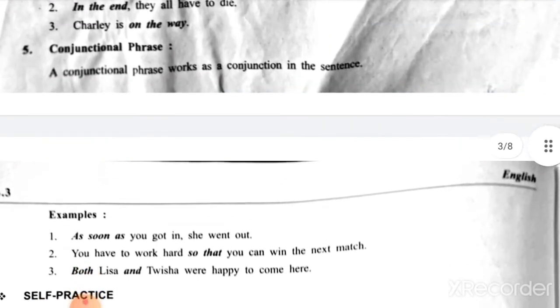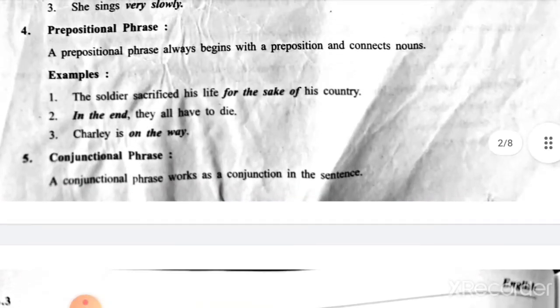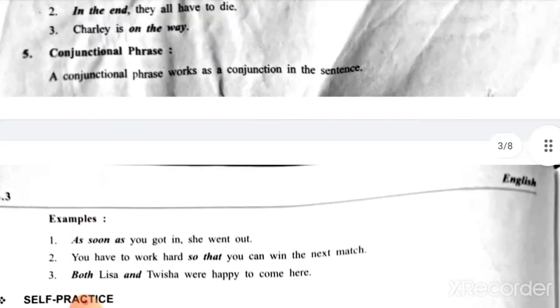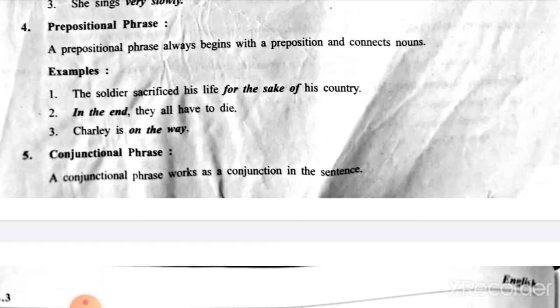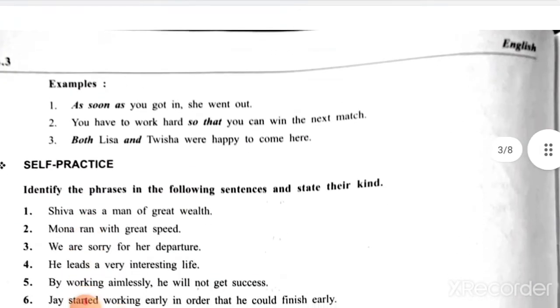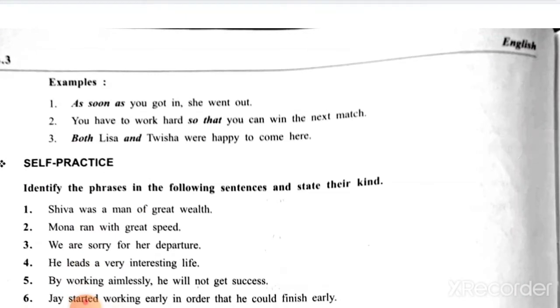As soon as you got in, she went out. So as soon as, it is your phrase, that is a conjunctional phrase, okay. So you have to define what is a preposition and what is a conjunction, okay. You have to read on that. You have to work hard so that you can win the next match.